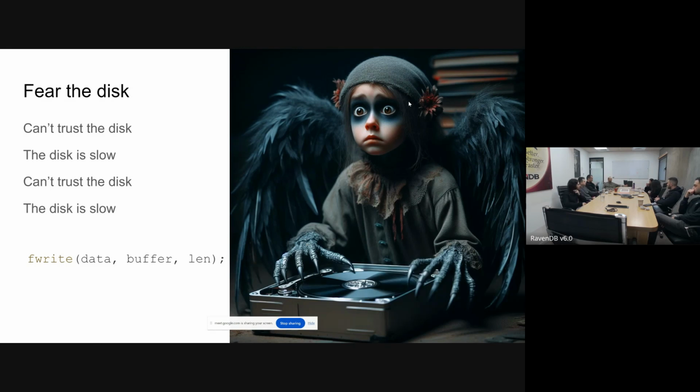Along the way, I fall down and trip on the stairs and lose everything. What's the problem? Think about the sequence of events. I made a write. Please be safe. Tell me, okay, I'm done. Is it safe? No, it's not safe.